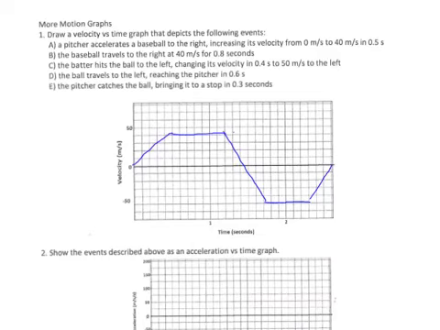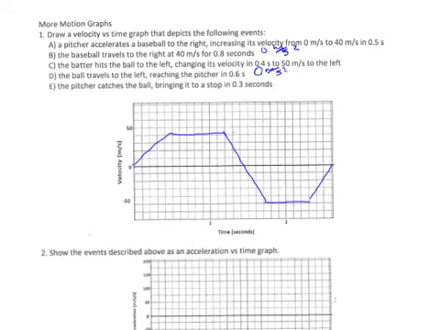Now what we're going to do is take it and turn it into an acceleration time graph, which means I've got to calculate the acceleration. Now one thing to keep in mind is when the baseball is traveling to the right or the left, the acceleration at those times equals 0. So I have 0 meters per second squared. The ball travels to the left, that's 0 meters per second squared.